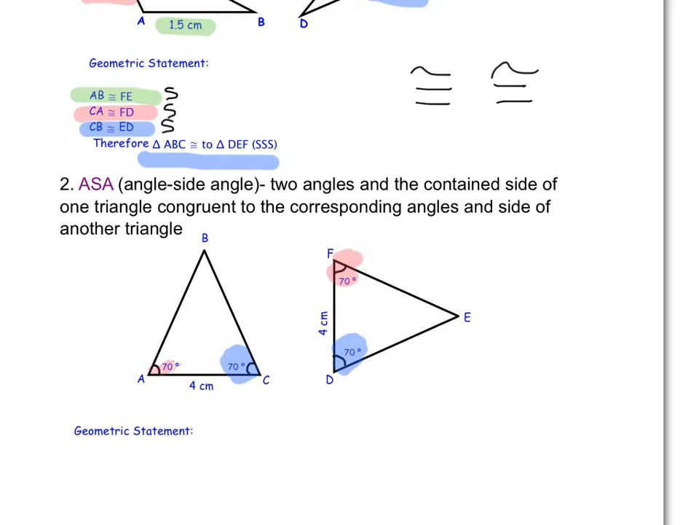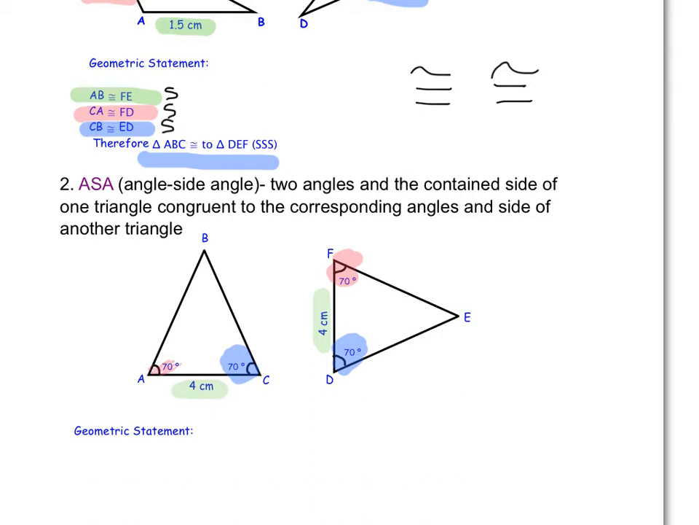Now we need to look for a contained side. Well, this side is contained because the two angles you're working with are on either end of the side. And it's the same thing on this side. The two angles that we're working with, the 70 and the 70, are on either side of our contained side. It's inside the two angles. So these two triangles are congruent.